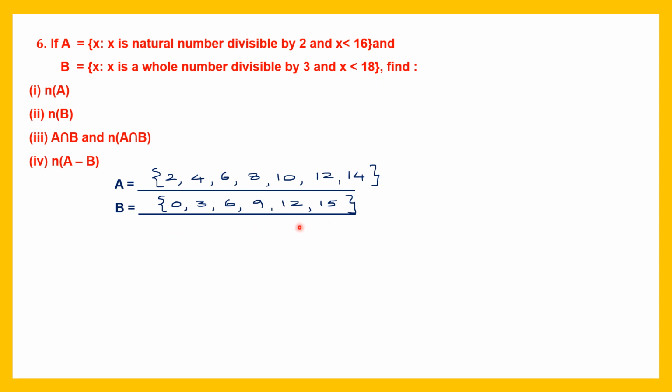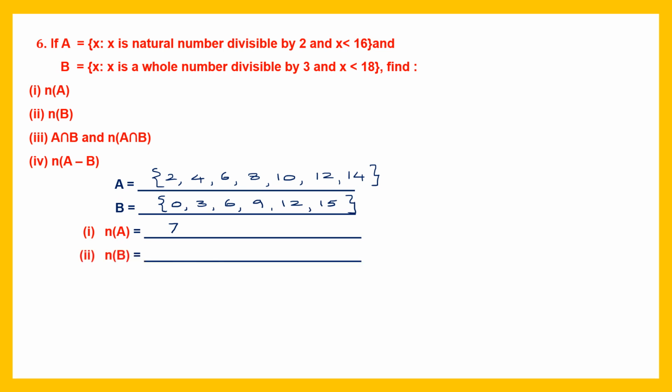Now let's start answering the questions. First question is the cardinal number of set A. How many elements are there in set A? 1, 2, 3, 4, 5, 6, 7. So there are 7 elements in set A. So the cardinal number is 7. Next one, cardinal number of B. Let's count: 1, 2, 3, 4, 5, 6. There are 6 elements, so the cardinal number is 6.